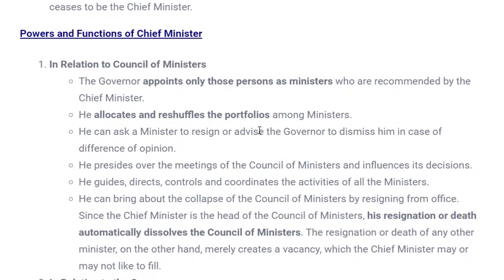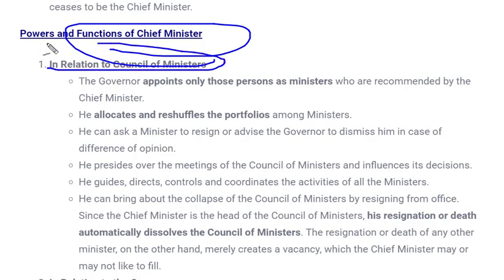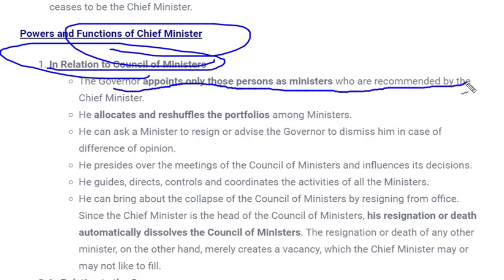Now let's see the powers and functions of the chief minister. The powers and functions of the chief minister are certain with respect to several persons, like in relation with the governor, in relation with the council of ministers. We'll see them one by one. So starting with the powers and functions of the chief minister. Here in relation to the council of ministers, the first point is how he plays a role within the council of ministers. The governor appoints only those persons as ministers who are recommended by the chief minister.